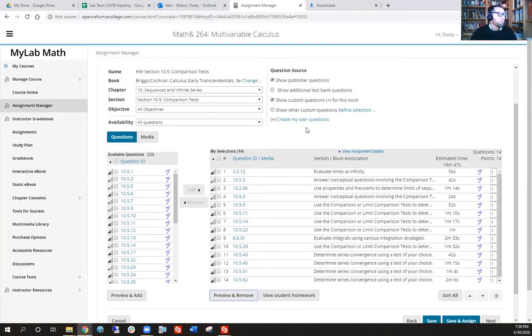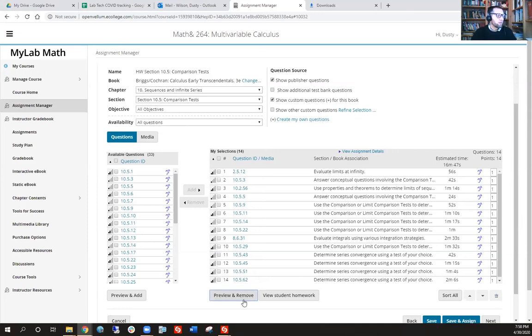Again, keeping with the same theme, I'm going to be talking about section 10.5 on the comparison test tomorrow. And so I want to build my assignment. And what I did was, there are some sample assignments built into MyLabs. And I was like, I don't know what to do. I've got a lot going on. I'm teaching online for the first time. So I decided to start with their default assignments and work from there.